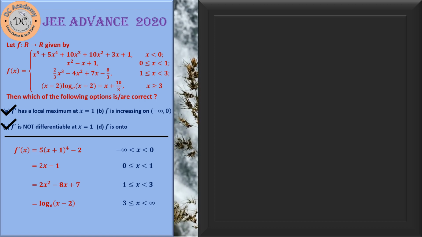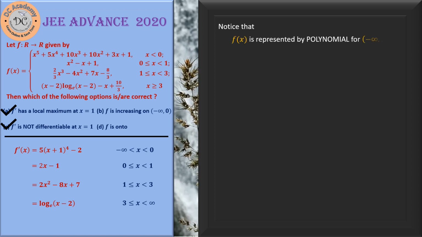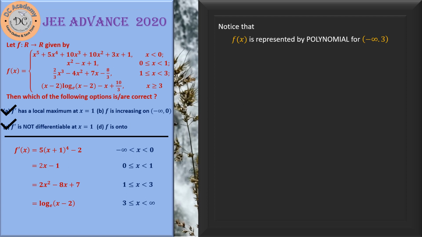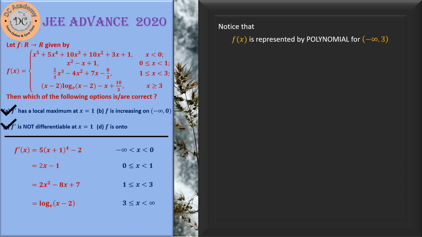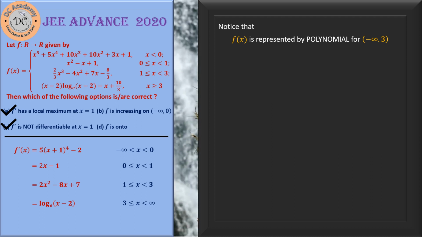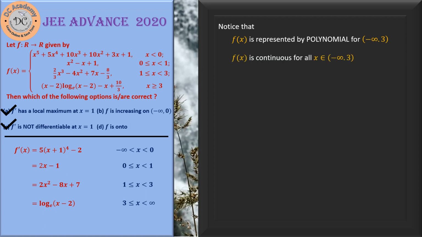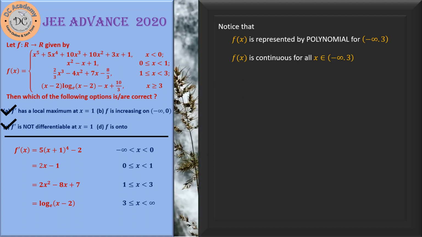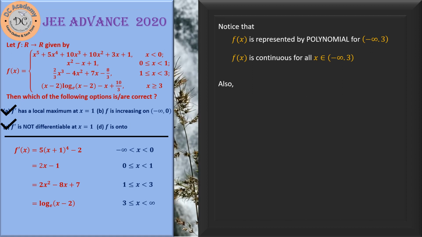Okay, let's go ahead. So here, to find out the domain, we notice that when x is less than 0, it is a polynomial. 0 to 1, it's a polynomial. 1 to 3, it's a polynomial. So therefore, we can say that f x is represented by different polynomials at minus infinity to 3, and all the polynomials are continuous. So therefore, f x is well defined in the interval minus infinity to 3.